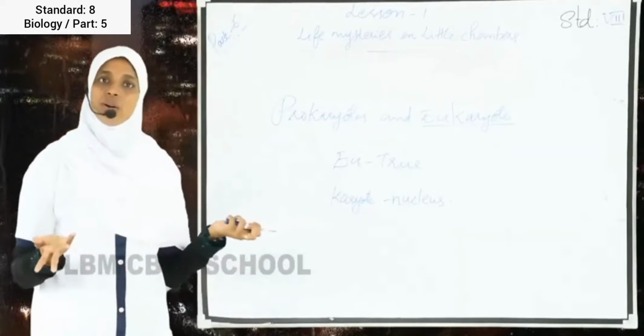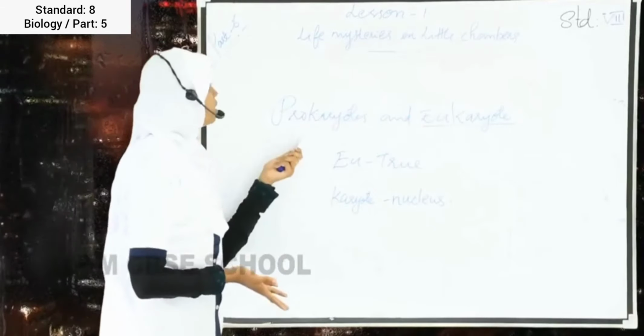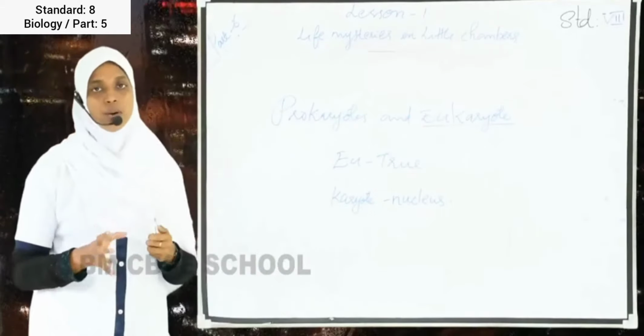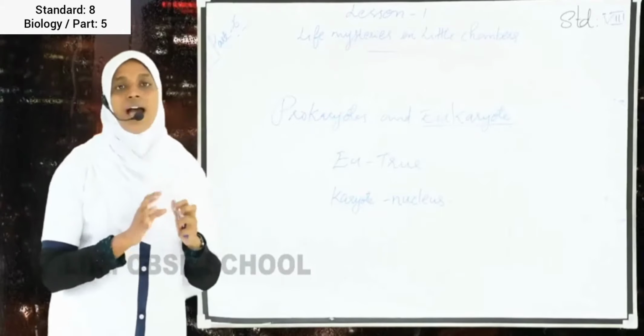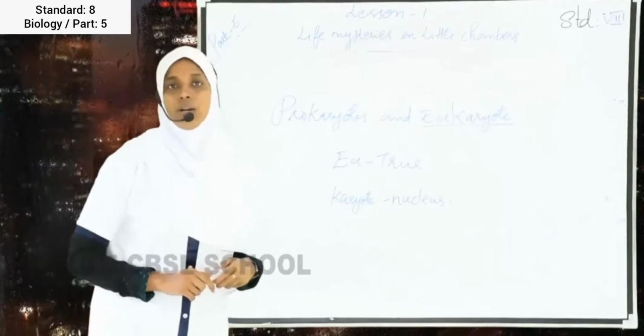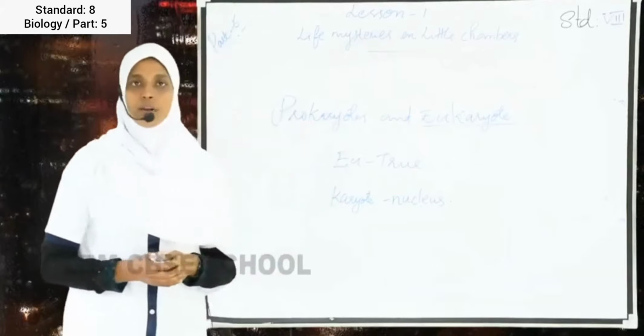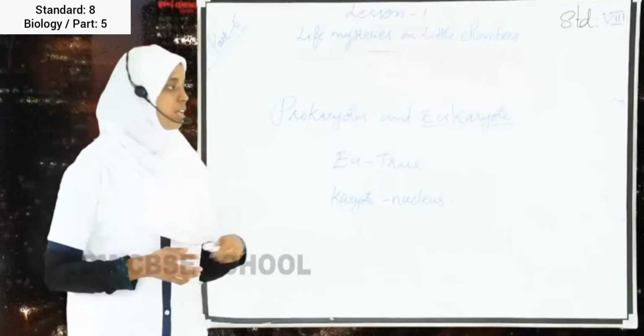Then what are prokaryotes? It is easy to explain, right? Prokaryotes are the organisms which have no definite nucleus. Those without a definite nucleus are prokaryotes. And what are the examples of this?